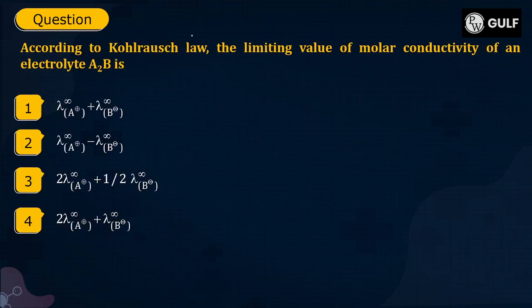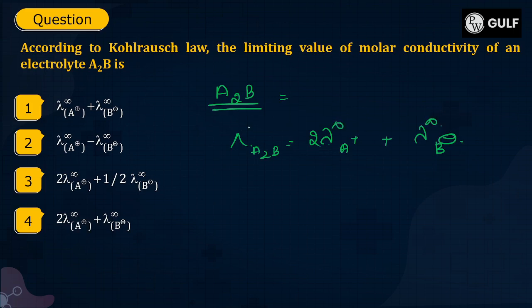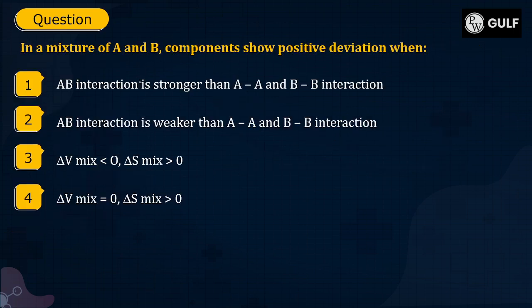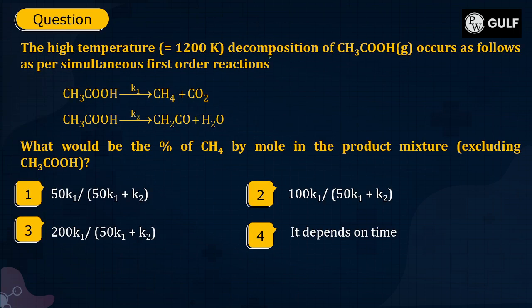According to Kohlrausch law, what is going to happen? A2B is there. Okay. I can write the molar conductivity of A2B as nothing but the ionic conductivity of A plus plus B minus at infinity. Option 4 is the answer for this one. Next, ma'am. In a mixture of A and B, components show positive deviation when AB interaction is weaker than AA and BB interaction. Next one.